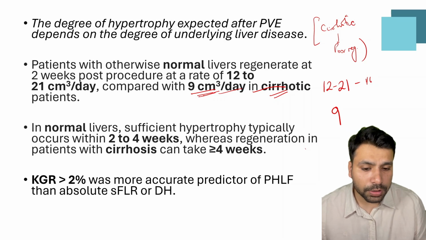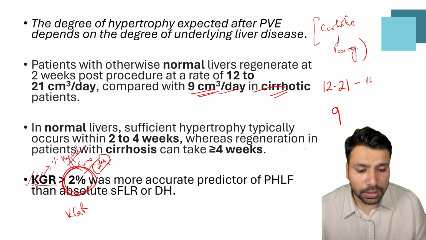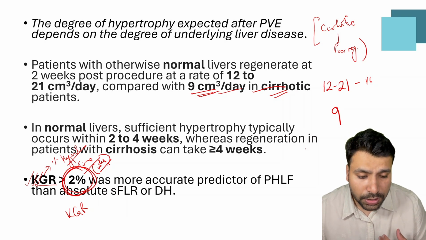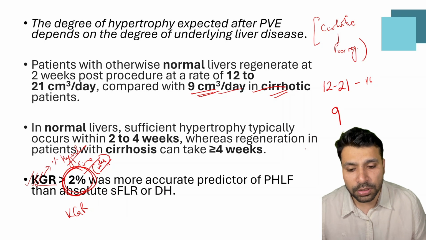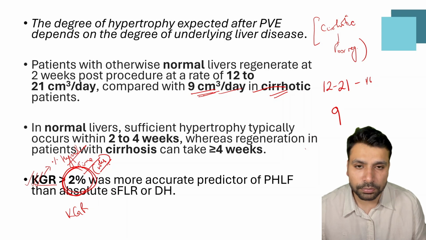So more than 2% is good. It predicts that the occurrence of PHLF will be less. If the kinetic growth rate is less than 2%, then the PHLF chances increase. So this is the cutoff you need to remember: for degree of hypertrophy it is 5%, and for kinetic growth rate it is 2%. Okay.